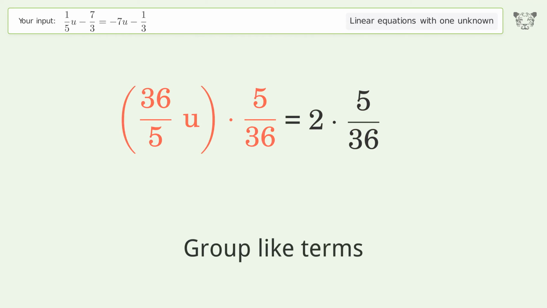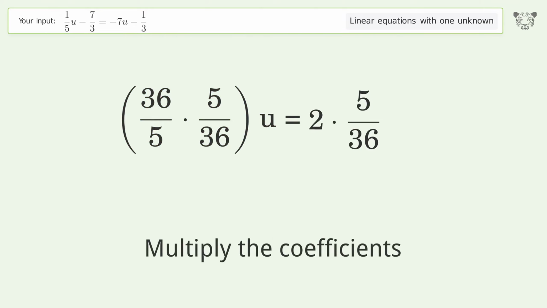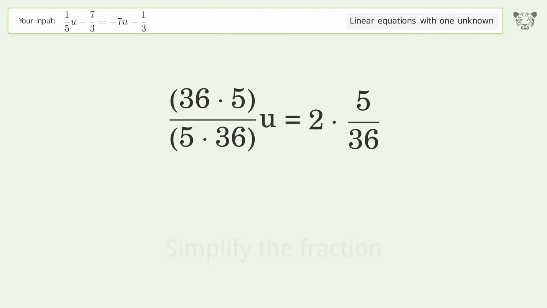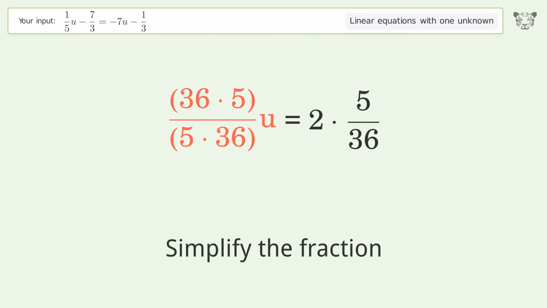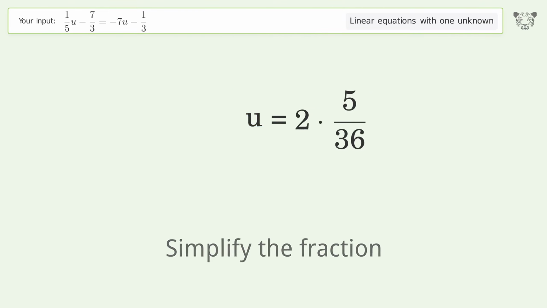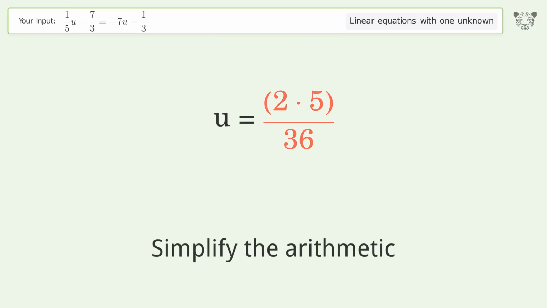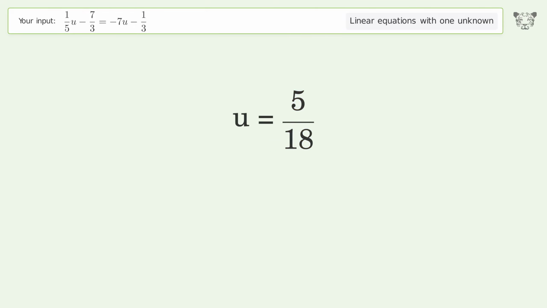Group like terms. Multiply the coefficients. Simplify the fraction. Multiply the fractions. Simplify the arithmetic. And so the final result is u equals 5/18.